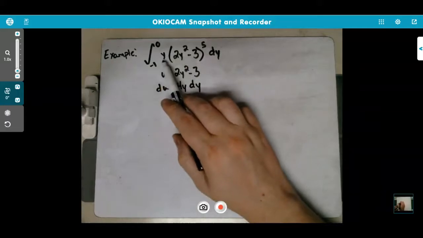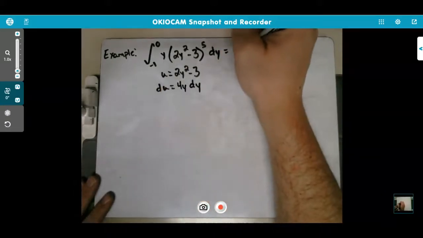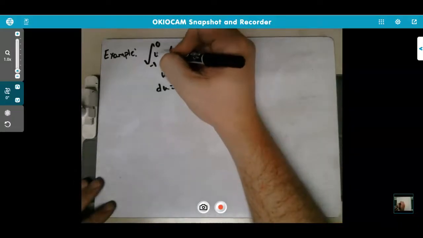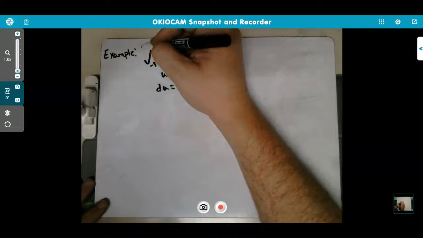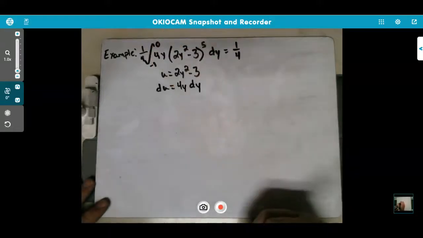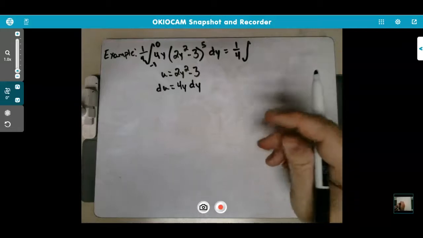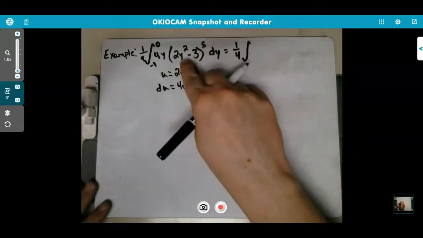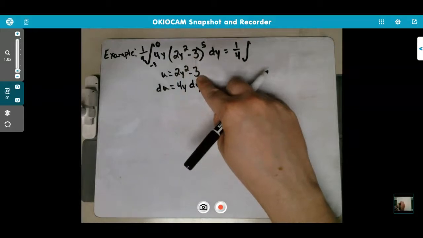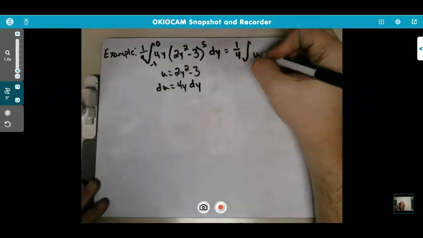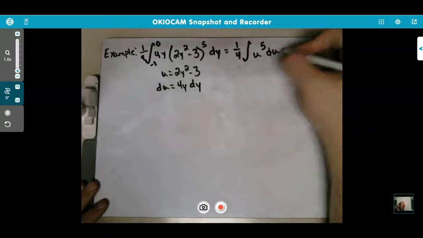I have y, I need 4y, which means I need to multiply it by 1/4. Again, because I want 4y, but I can't just put a 4 there, right? So I need to multiply it by 1/4. Integral of, we are going to worry about our bounds here in a second. This is 2y squared minus 3 to the 5th, but since I let u be equal to 2y squared minus 3, that's just u to the 5th, and 4y dy is now du.